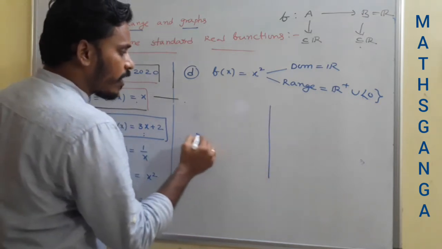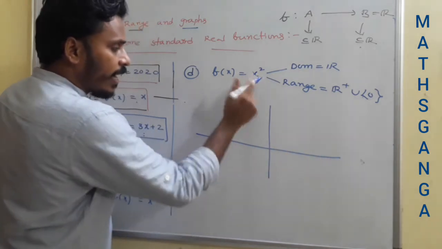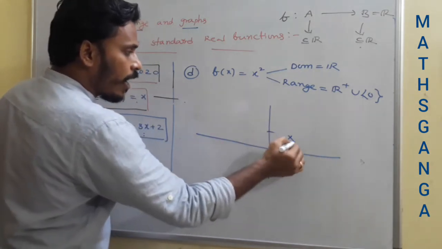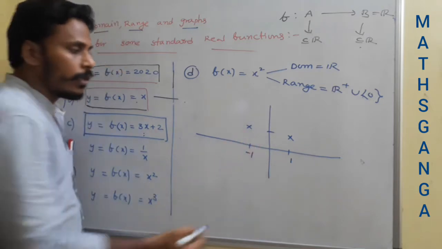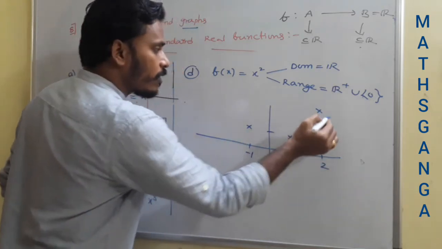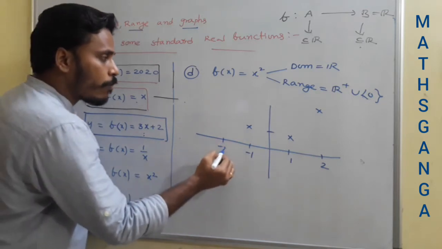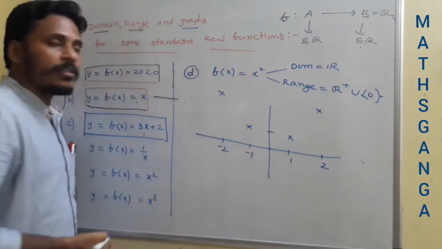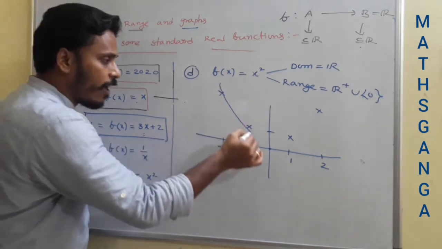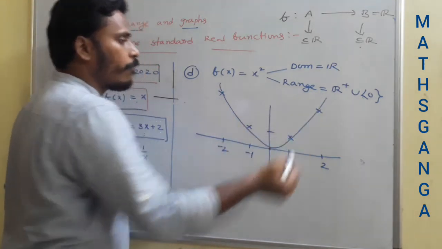Whereas coming to sketching the graph, see, x is equal to 1, the answer is 1. X is equal to minus 1, still the answer is 1. If x is equal to 2, the result is 4. And if x is equal to minus 2, still the result is 4. X is equal to 0, y is equal to 0. If you sketch the graph, it just looks like this upward parabola.